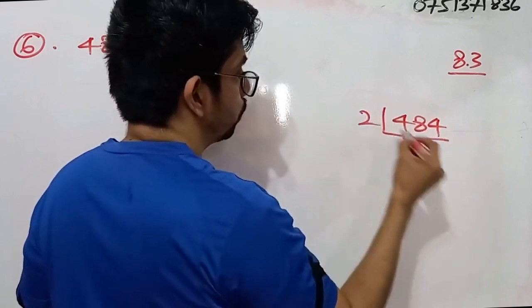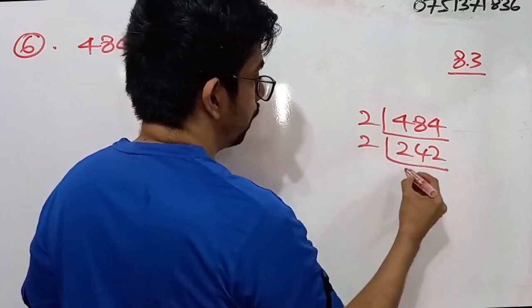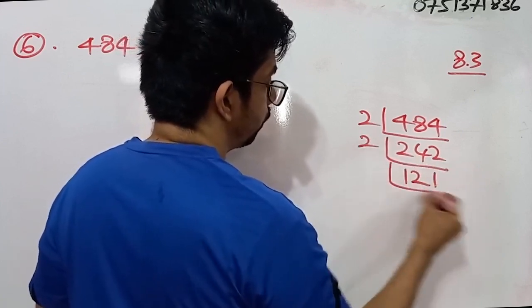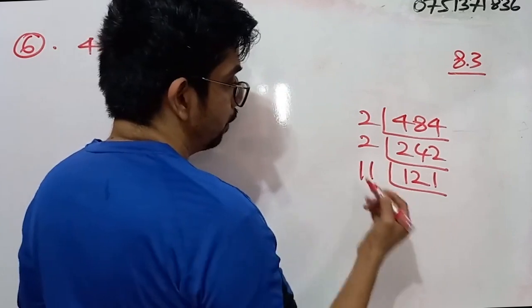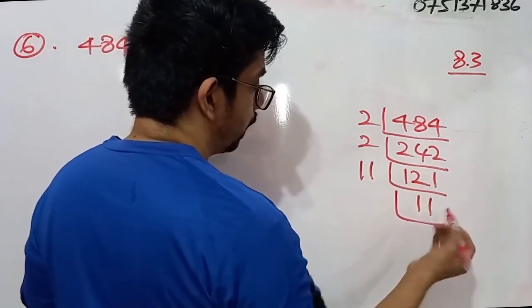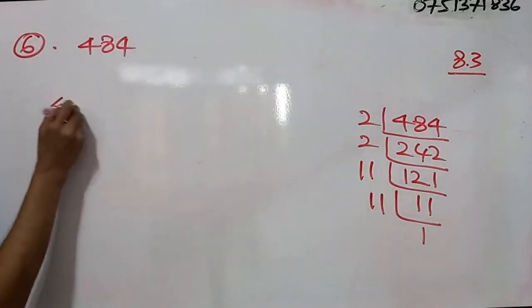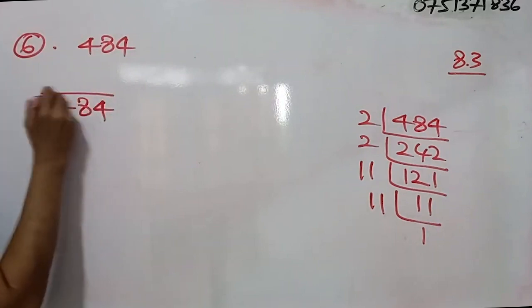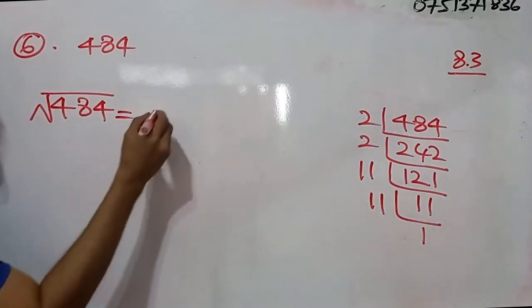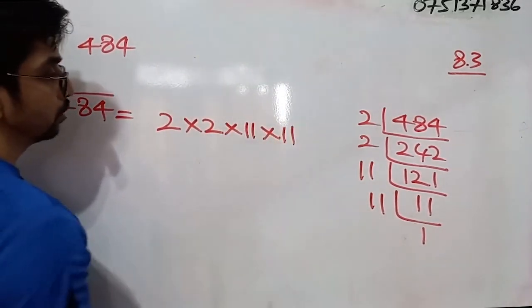So I will divide this by 2. So I will get 242. Again I will divide this by 2. Then I will get 121. I can use 11. Right? 121 divided by 11. We get what? 11. 11 divided by 11. I get a 1. So 484, that is equal to what? 2 into 2 into 11 into 11.